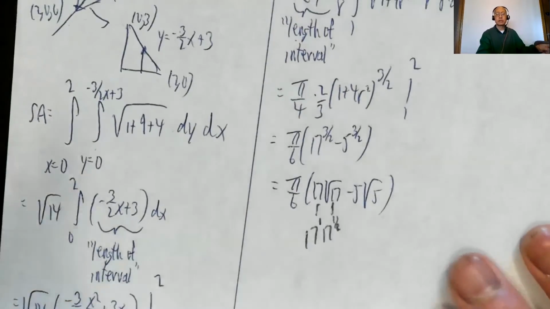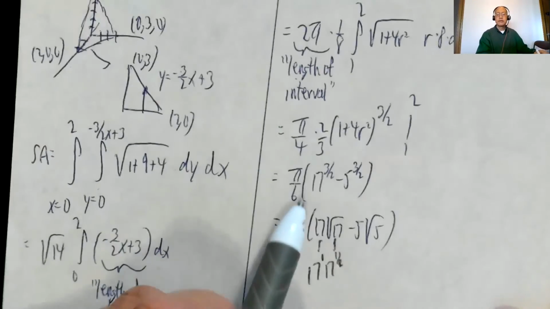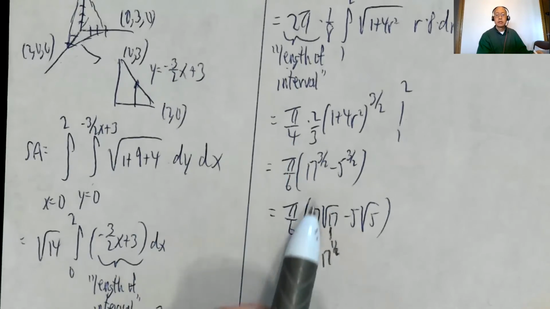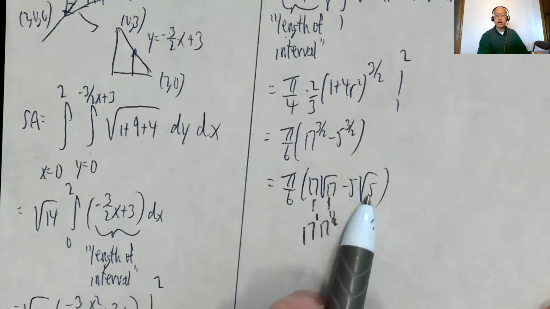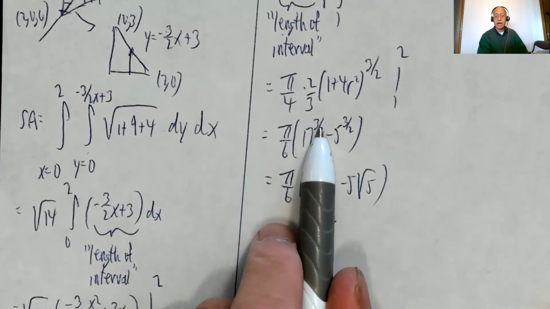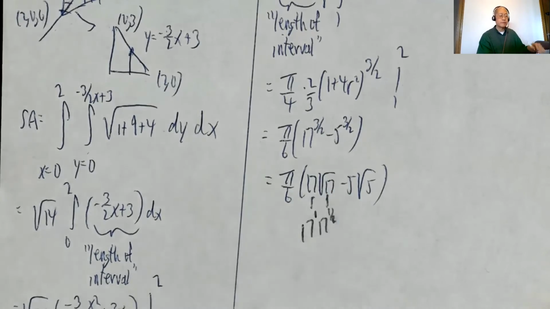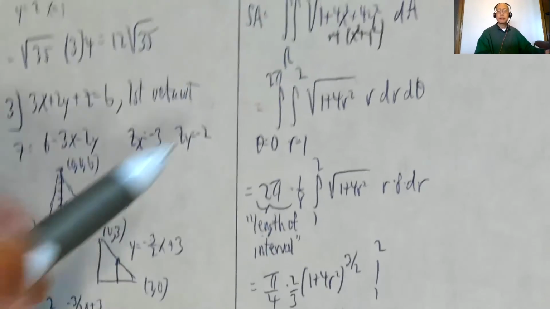So getting back to where I was, I think I got frozen. But 17 to the 3/2 minus 5 to the 3/2. 17 radical 17 minus 5 radical 5. Remember, anything to the 3/2, it's 17 to the 1 times 17 to the half. Same thing for the 5. All right, I'm not sure where it got cut off, but I think you saw this. Okay, so finally number 8.